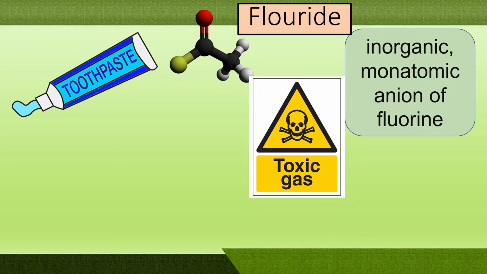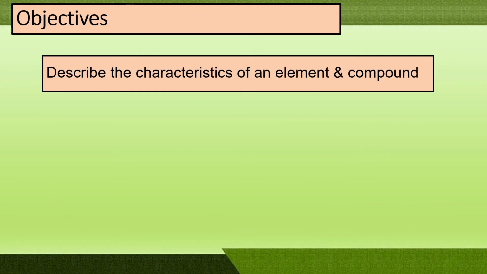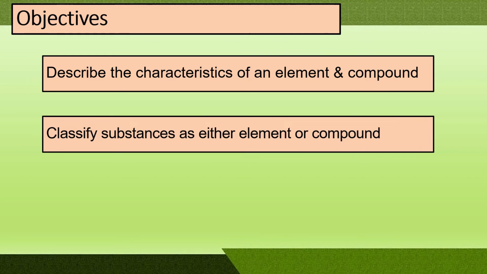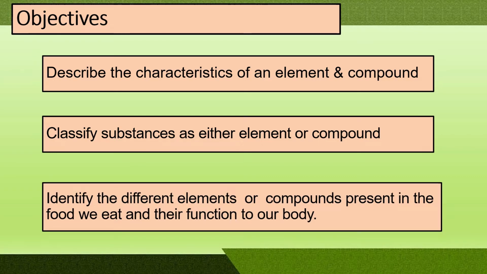To understand this, let's have our topic for today, which is elements and compounds. After watching this video, you will learn the following things. First, you can describe the characteristics of an element and compound. Second, you can classify substances as either element or compound. And lastly, you can identify the different elements or compounds present in the food we eat and their function to our body. Before we go to our discussion, let's have first a brain exercise.